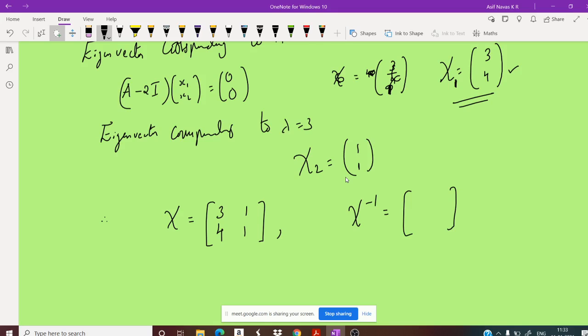So now this is a 2 by 2 matrix. Now you can easily find the inverse of this matrix. There is a shortcut method. Tell me what is the inverse. X inverse, minus 1, minus 1, 3, minus 1, minus 1, 1.